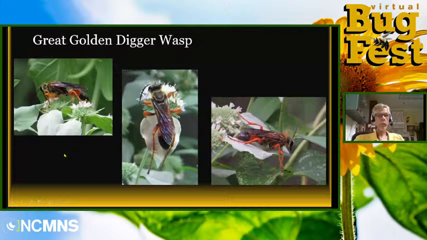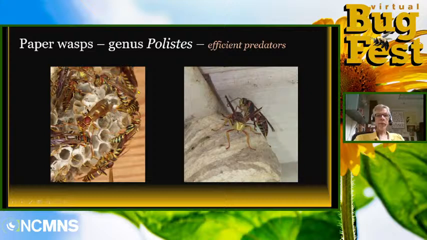So paper wasp, which I snuck in here. We're all familiar with the ones that build the nests under our soffits, our front porch. They're in the genus Polistes. And there are several species around. They are efficient predators, very efficient. They're a carnivorous one.